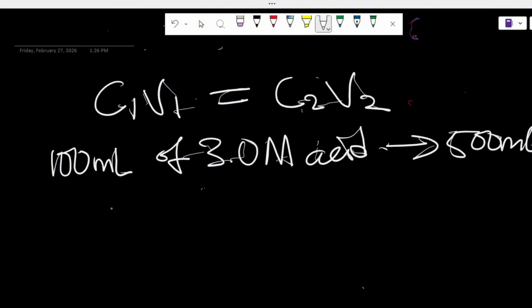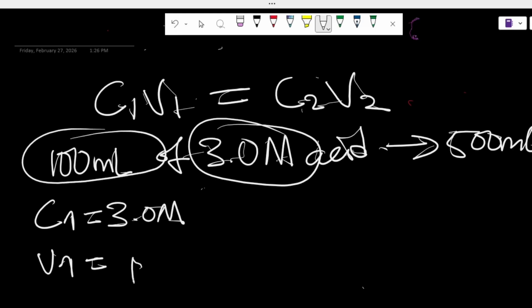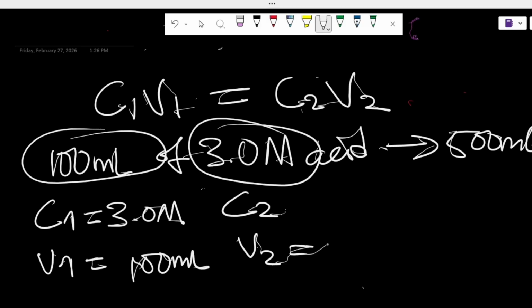Now here you just have to collect the data. Concentration 1 is the first concentration given here, and volume 1 is 100, because this is volume 1. And concentration 2 is what we are looking for. Volume 2 is 500. So how do you find concentration 2?